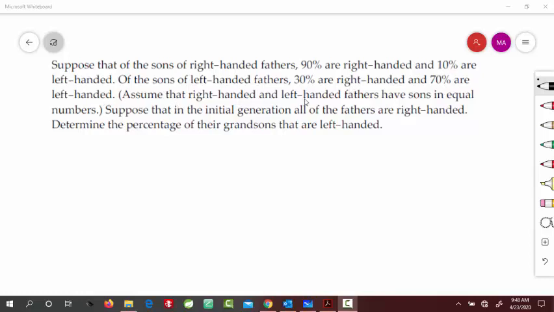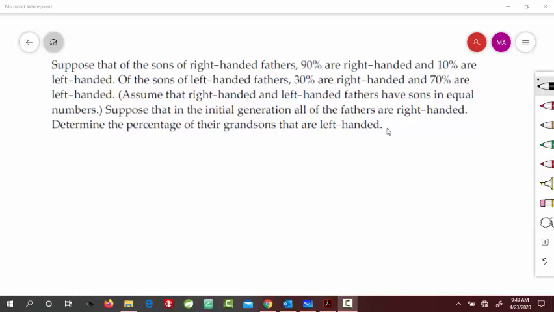Assume that right-handed and left-handed fathers have sons in equal numbers. Suppose that in the initial generation all of the fathers are right-handed. Determine the percentage of their grandsons that are left-handed.